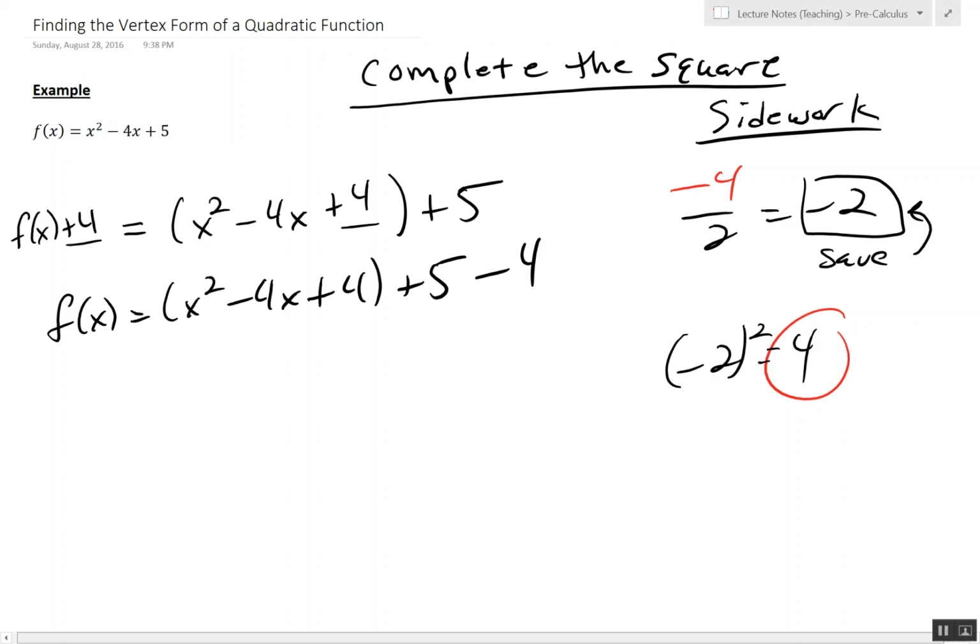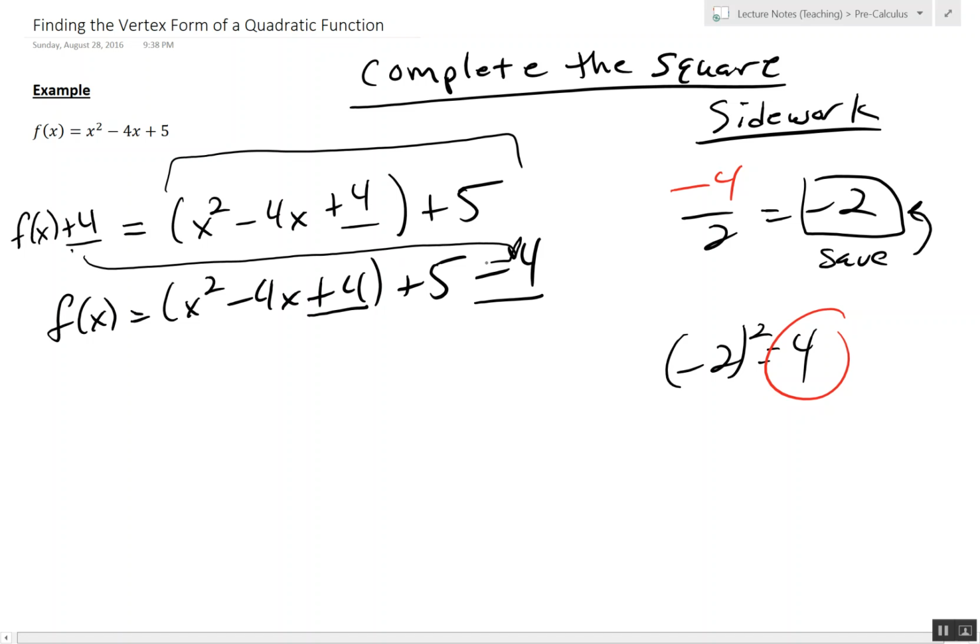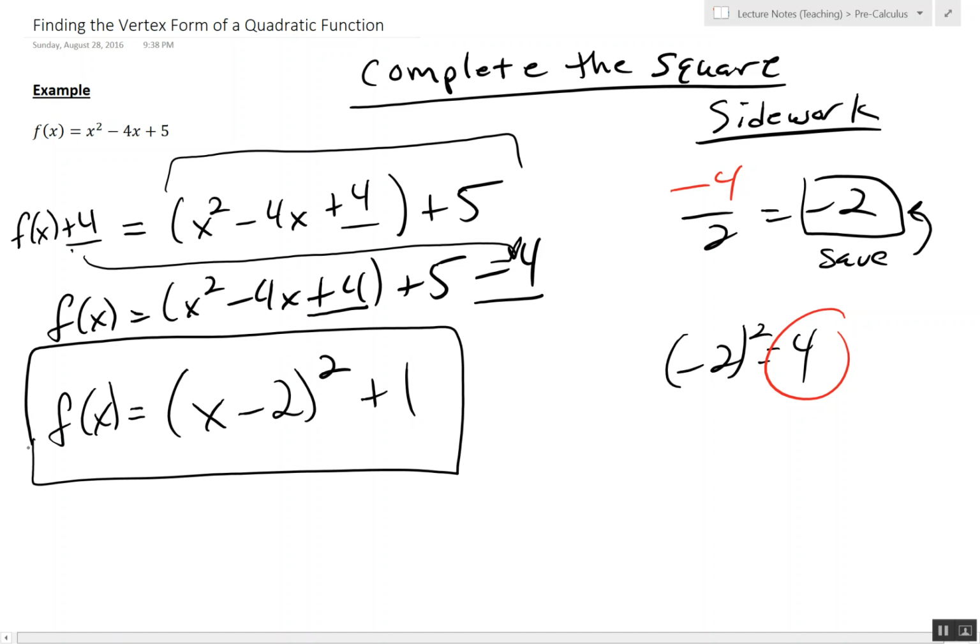So notice that when we're dealing with completing the square on an expression, we usually just add 4 and subtract 4, because plus 4 minus 4 is 0, and you don't change anything. But if it helps you to add 4 to the other side and then move it over by subtracting 4 from both sides, that's perfectly fine. I have no problems with that. So then we have f of x equals x minus 2 all squared plus 1. And here we are in vertex form.